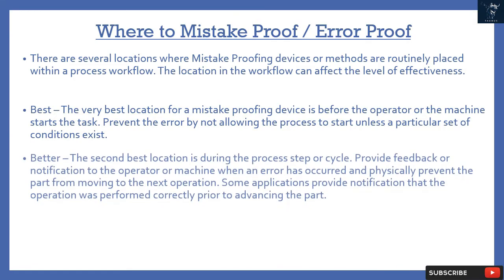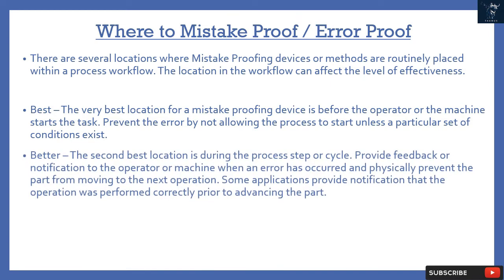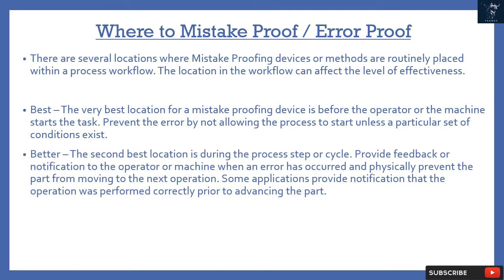Better, the second best location is during the process step or cycle. Provide feedback or notification to the operator or machine when an error has occurred and physically prevent the part from moving to the next operation. Some applications provide notification that the operation was performed correctly prior to advancing the part.